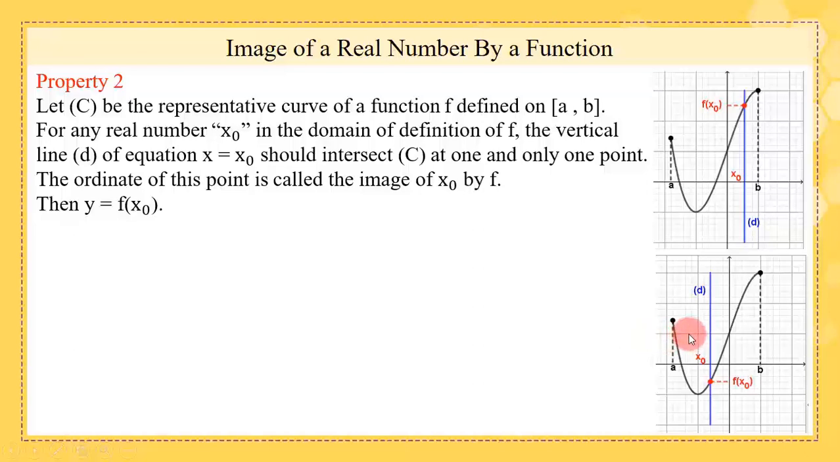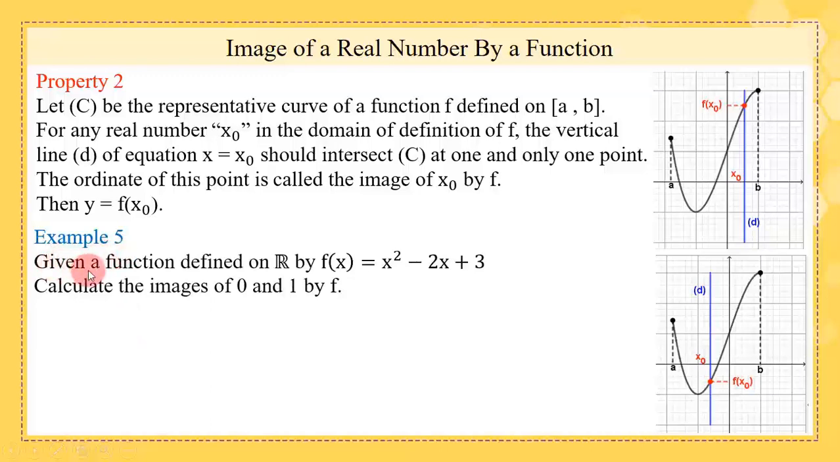Please look at the second figure. Here we have the curve of f and D is the vertical straight line of abscissa x0. It cuts the curve at one and only one point of ordinate f of x0.